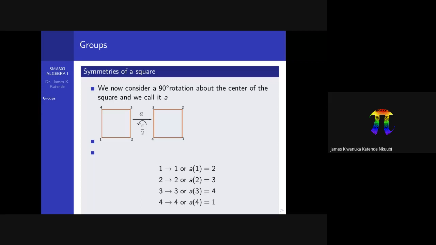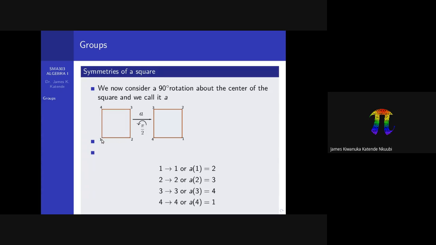So the next one is a 90-degree rotation. A 90-degree rotation would be counterclockwise about the center. The center is where the diagonals meet. So when you do that, you end up with this as your transformation. You can double check that this is indeed true.